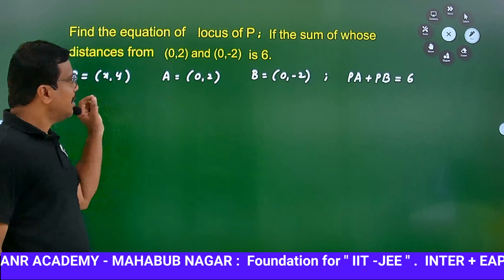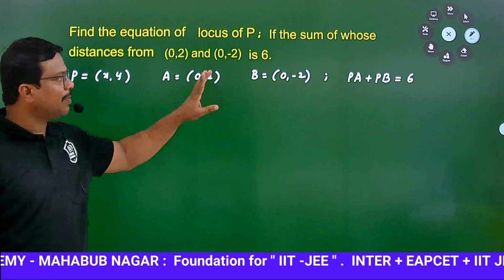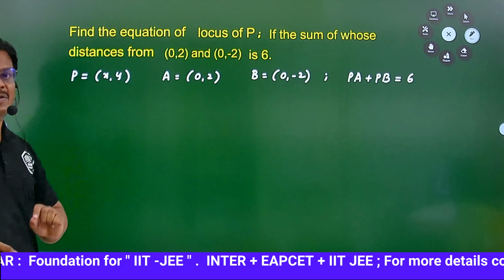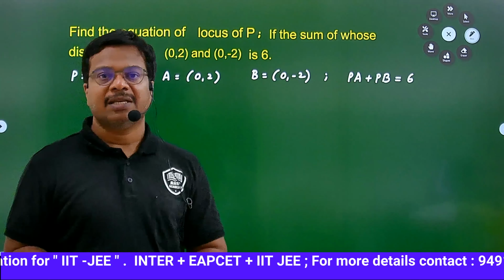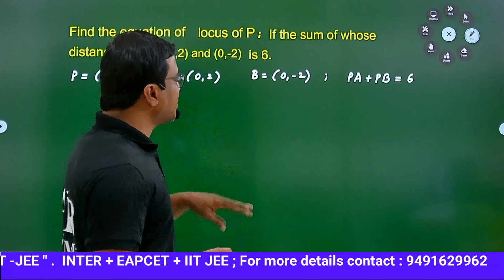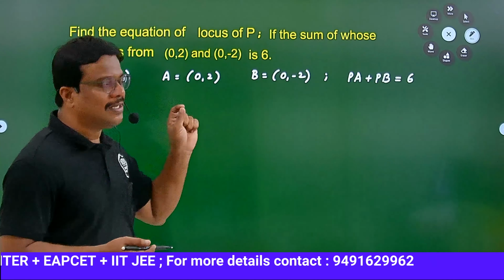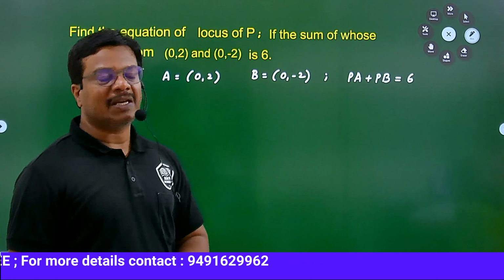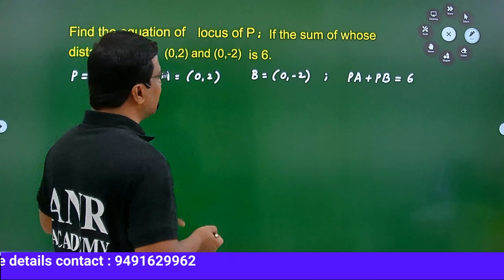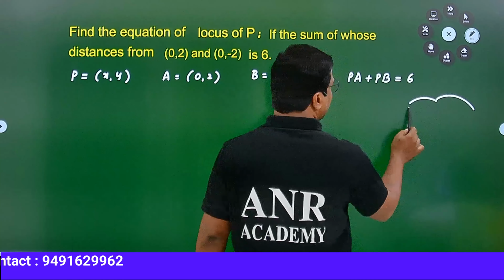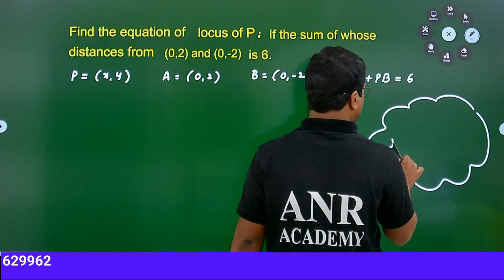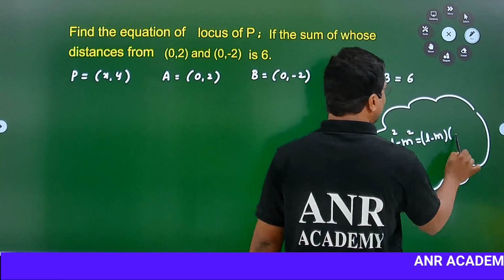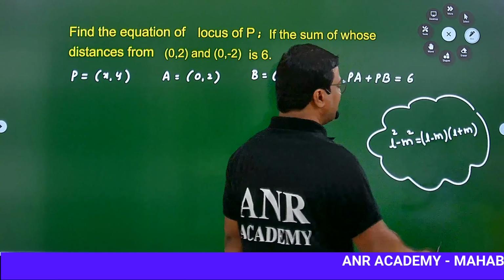Given data written here: P x, y, A 0, 2, B 0, minus 2 and PA plus PB equal to 6. I am going to use a short technique called the L plus M method. In 8th standard, you studied the identity a square minus b square equals a minus b into a plus b. Using that formula, I am going to solve this question. What I am saying is, in 8th standard you studied that L square minus M square is nothing but L minus M into L plus M. With the help of this, I am going to solve this question.